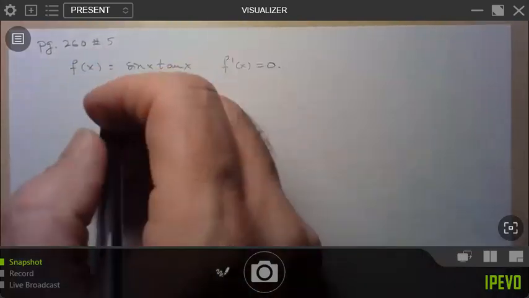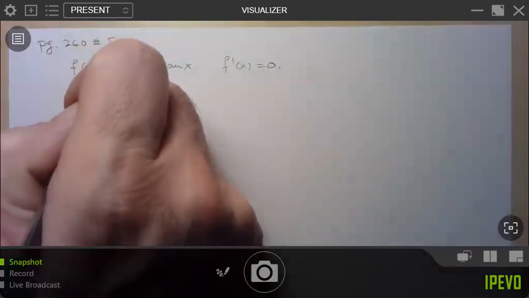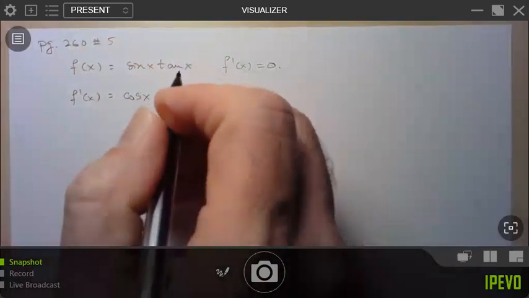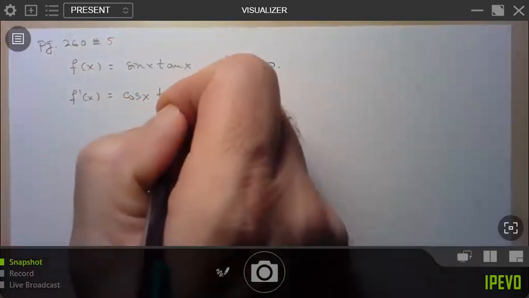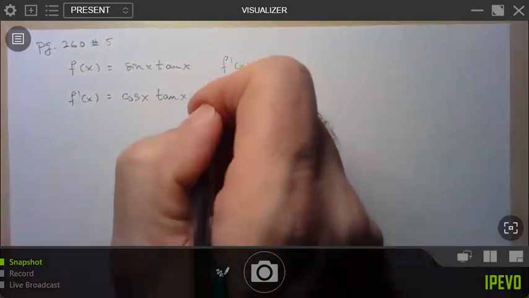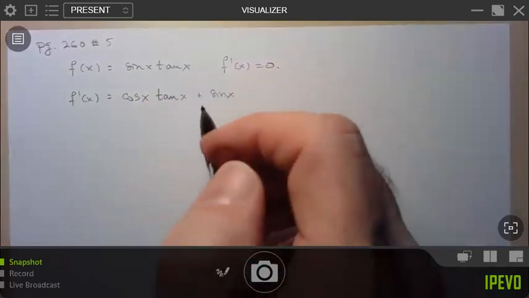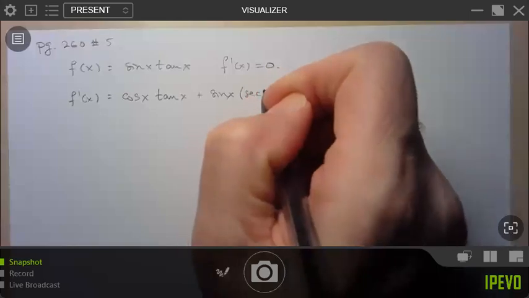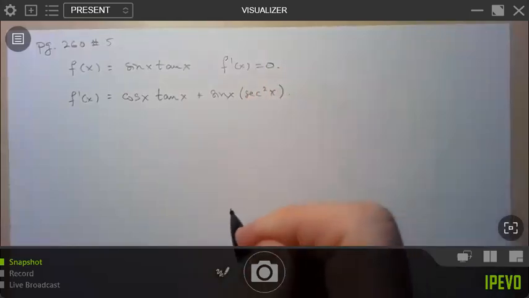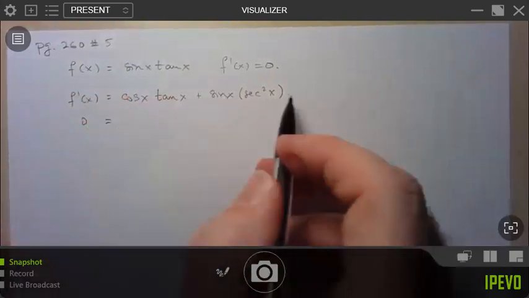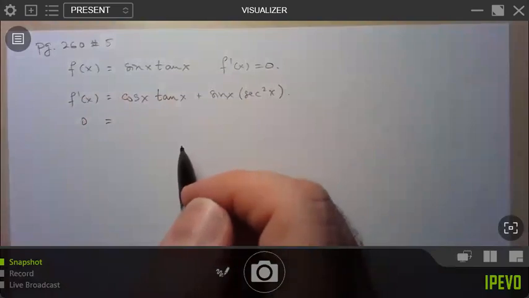All right, let's take a look at this here. So I'll start by finding the derivative. F prime at x is equal to the derivative of the first, cos x, times the second function, plus the first function, sine x, times the derivative of the second function, which is secant squared x. All right, and we want to set this equal to 0, but of course we're going to want to simplify this as best as we can.